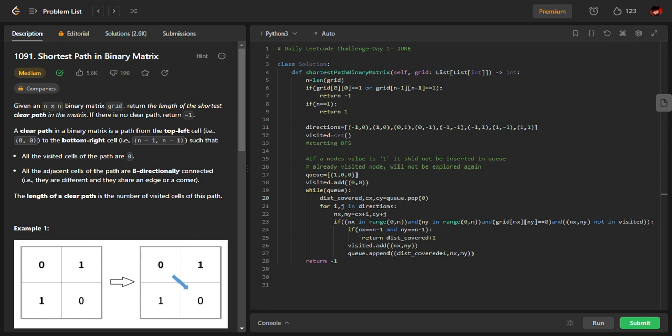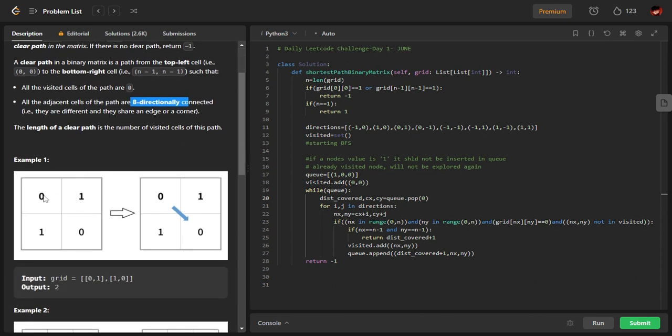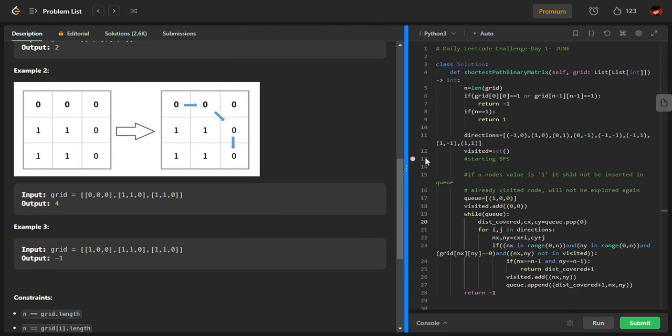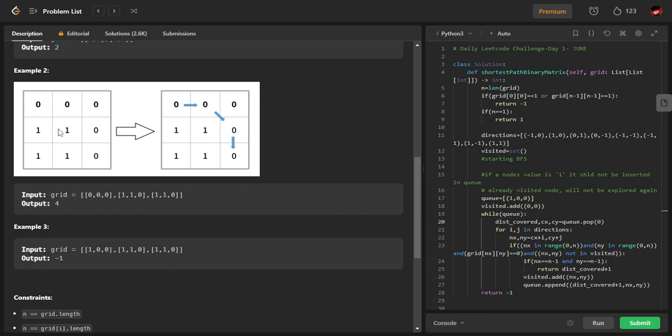That means the shortest possible path between these nodes, and they've given some more conditions. All the nodes of the path are zeros, and they have given 8 directions. So that means we can move 8 directionally. I will quickly show you what all these things mean. Come to this example. We need to find a path from this node to this node. I hope my mouse pointer is visible to you.